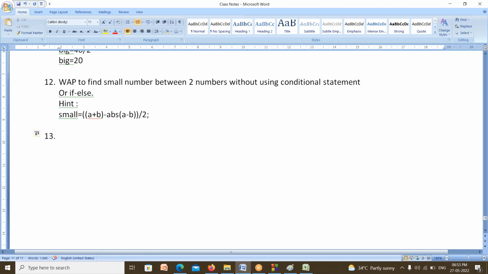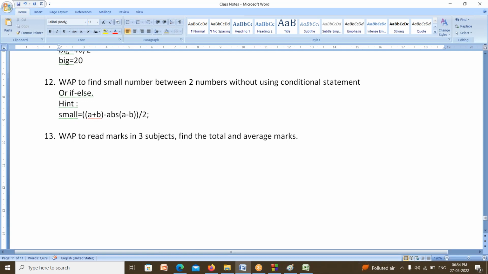Now one more homework program. Write a program to read marks in 3 subjects, find the total and average marks. You have to read 3 subject marks. Take 3 variables A, B, C, and read A, B, C values.